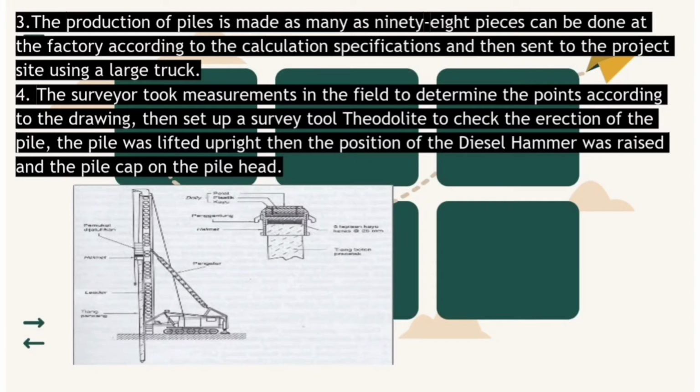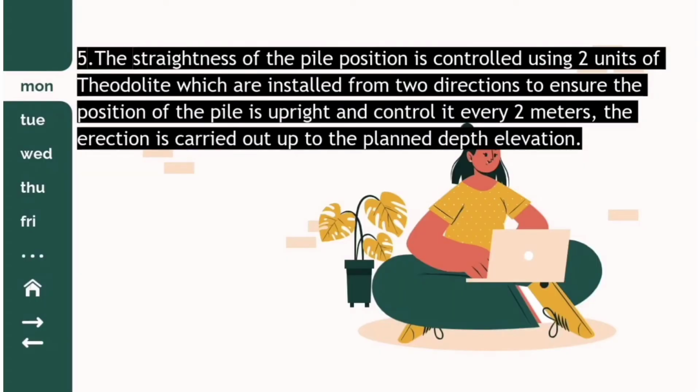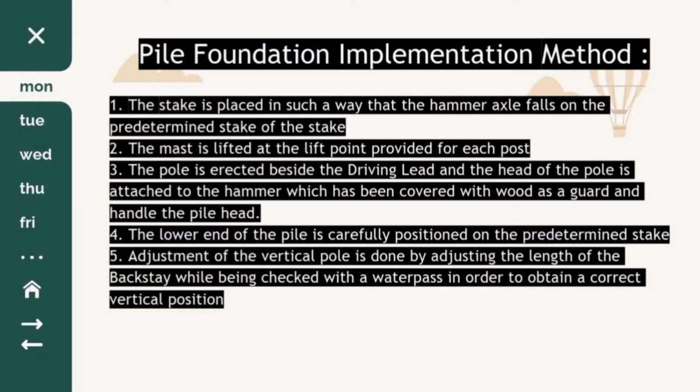The pile was lifted upright, then the position of the diesel hammer was raised and the pile kept on the pile head. Fifth, the straightness of the pile position is controlled using 2 units of theodolite which are installed from 2 directions to ensure the position of the pile is upright and control it every 2 meters. The erection is carried out to the planned depth elevations.